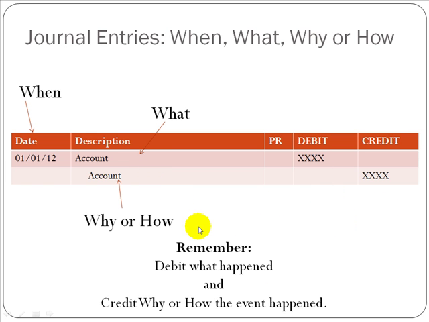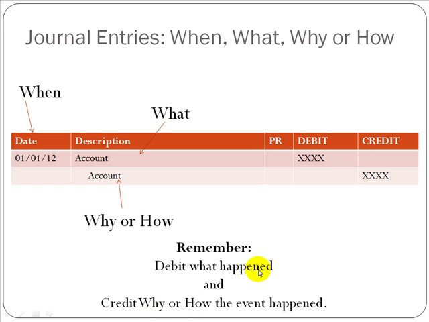So what I want you to remember about journal entries, and this will never fail you, always remember to debit the what and credit the how, or why an event happened. So remember, the date is when. We debit what the company got or what event happened, and we credit the account that says why or how that particular event happened.